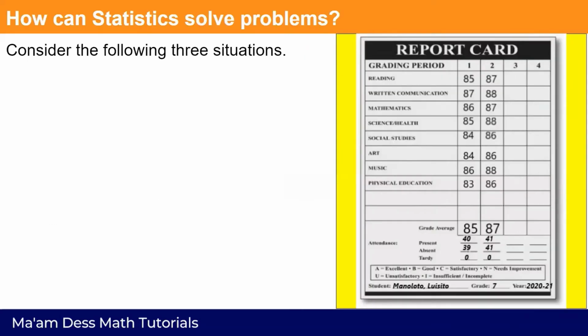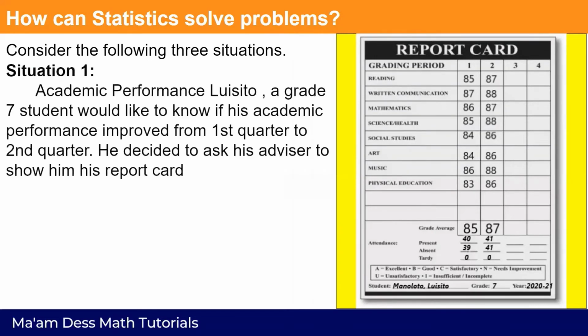Consider the following three situations. Situation 1, academic performance. Luisito, a grade 7 student, would like to know if his academic performance improved from first quarter to second quarter. He decided to ask his advisor to show him his report card. As you can see, the report card is at the right.